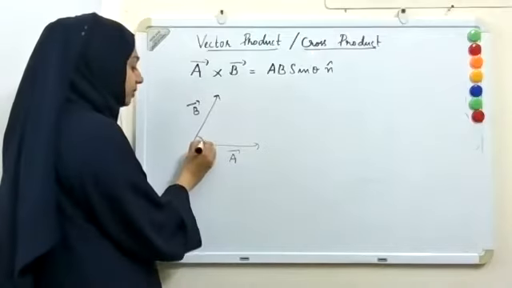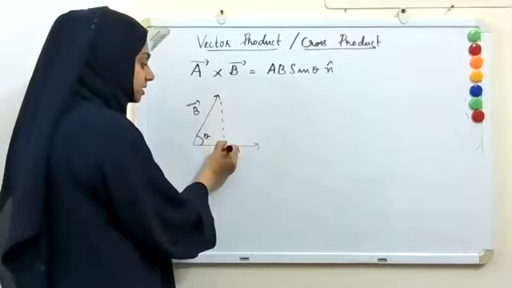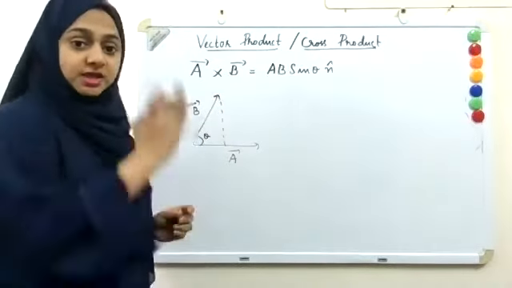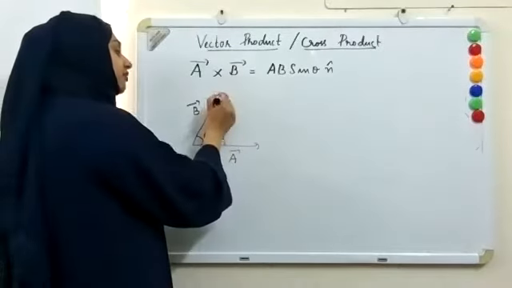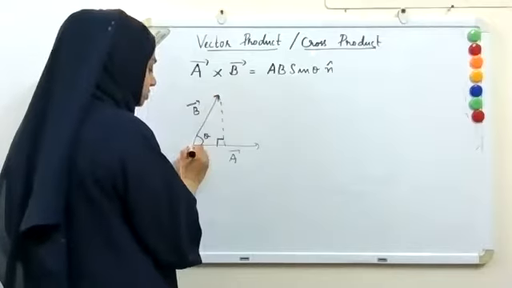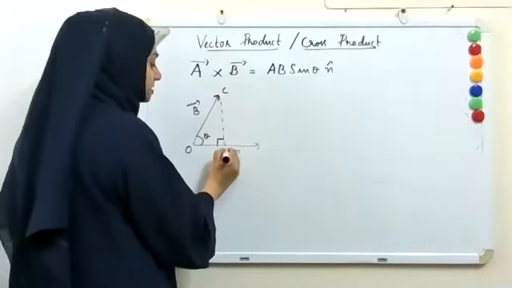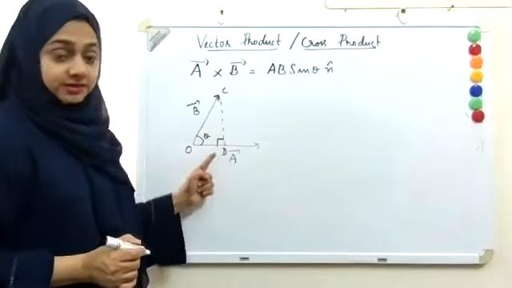Okay, and the angle between them is theta. Just as we considered before for dot product, let me consider a perpendicular drawn from the head of B to A. And let me mark these points as O, C, and D. Right? O, C, and D.